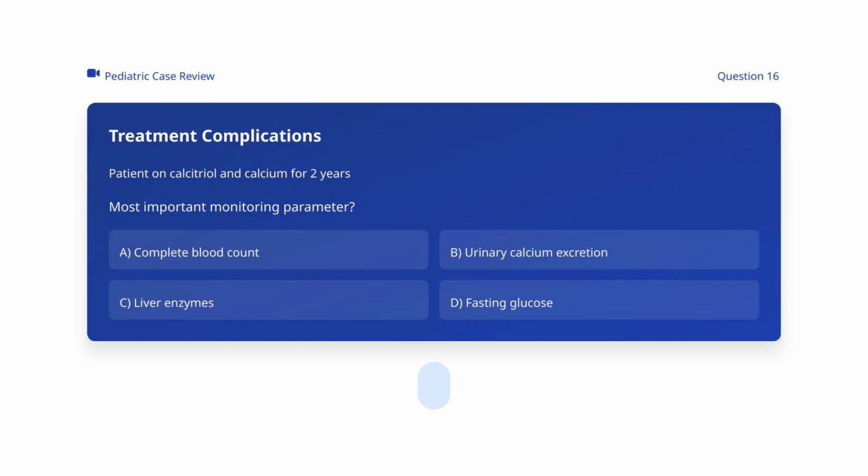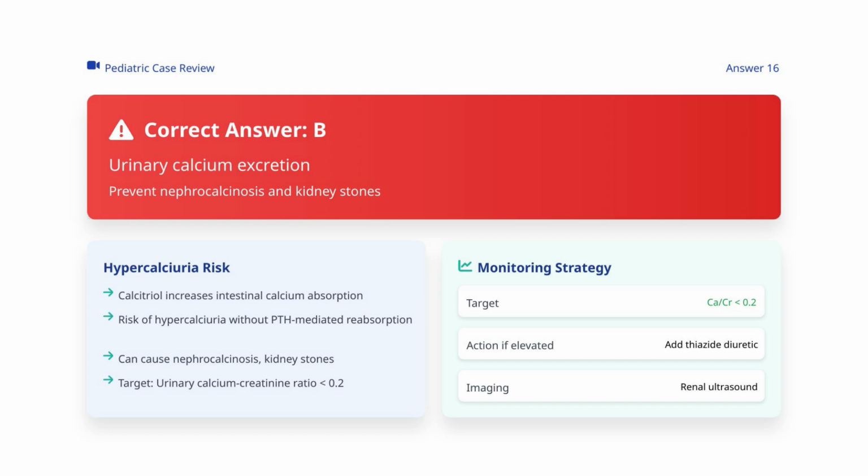A patient has received calcitriol and calcium supplementation for 2 years. What is the most important monitoring parameter? Option A, complete blood count. Option B, urinary calcium excretion. Option C, liver enzymes. Option D, fasting glucose. Consider complications of chronic calcium and vitamin D therapy. The correct answer is B, urinary calcium excretion.